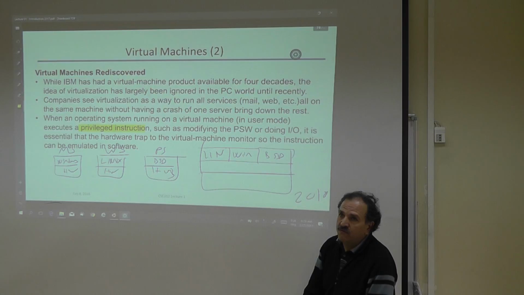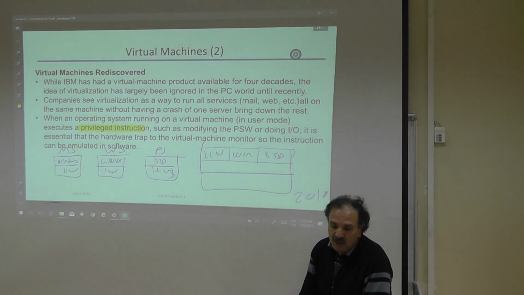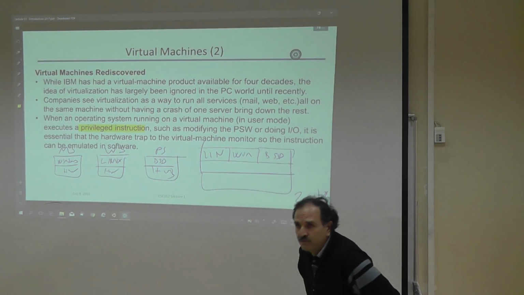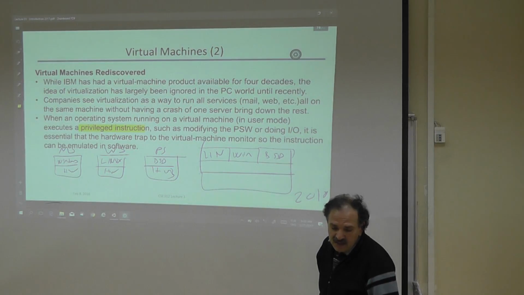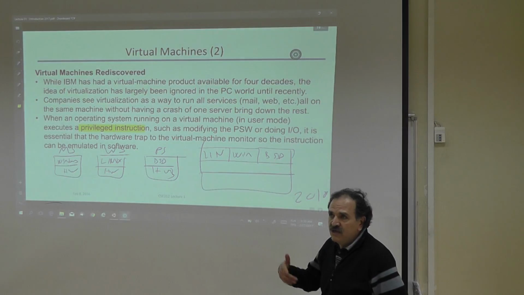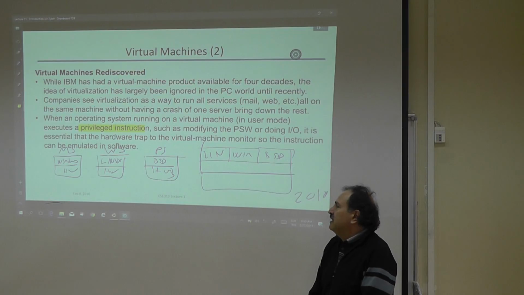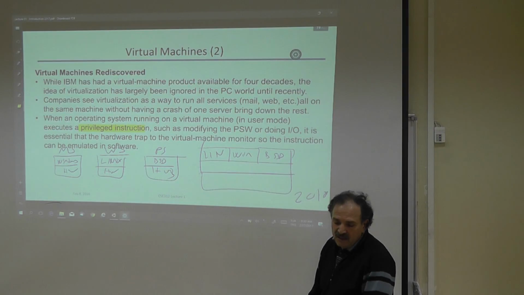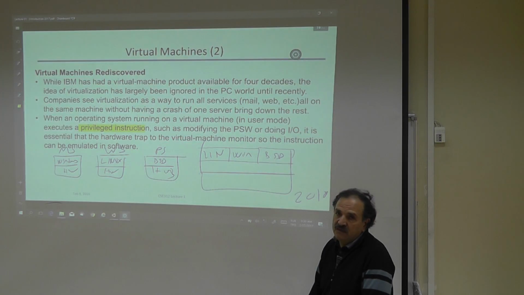This is very bad for virtualization, because you need to know if the user mode wants to run some kind of privileged instruction. Instead of ignoring it, it is essential that the hardware shares it with the virtual machine monitor. So the hardware needs to help you to run this virtualization. And Intel did not support this feature until this day. Okay? So from the 1970s to 2010, for 40 years, Intel kind of ignored that feature.